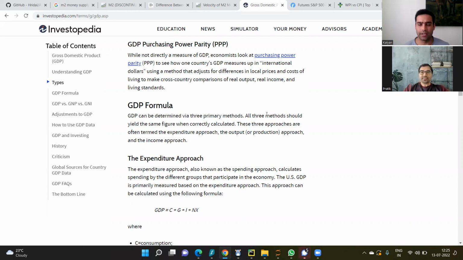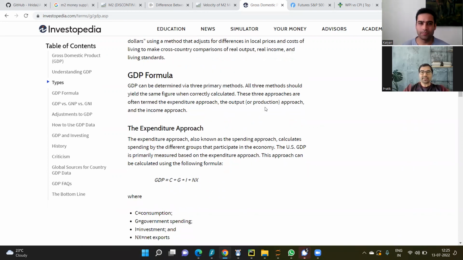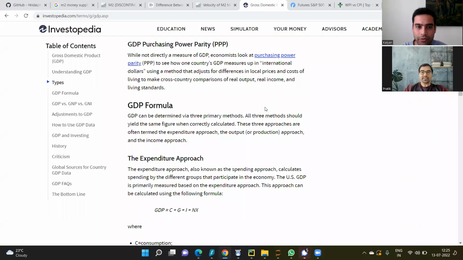I think it's the overall income of a country, or if you consider a state, then the overall income of that particular state. Exactly, whatever we define it. So if it's a state, then it will be the GDP of a particular state, let's say Karnataka, or if it's a country we are considering, then the overall income of that particular country.